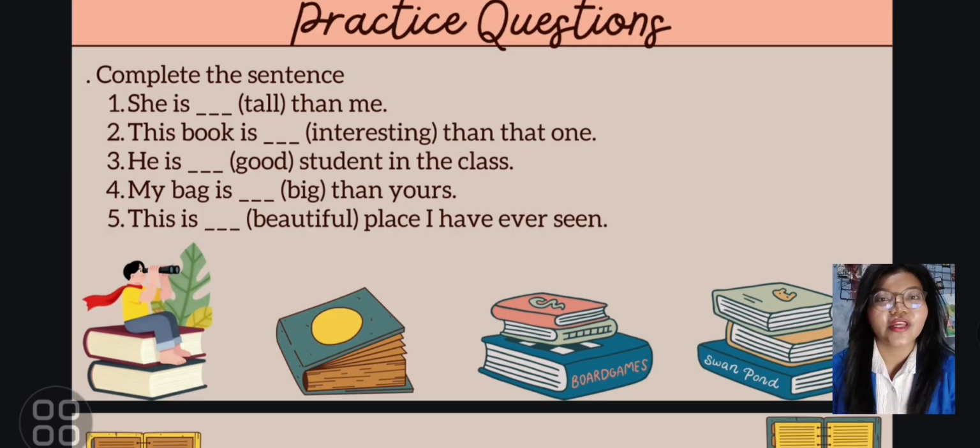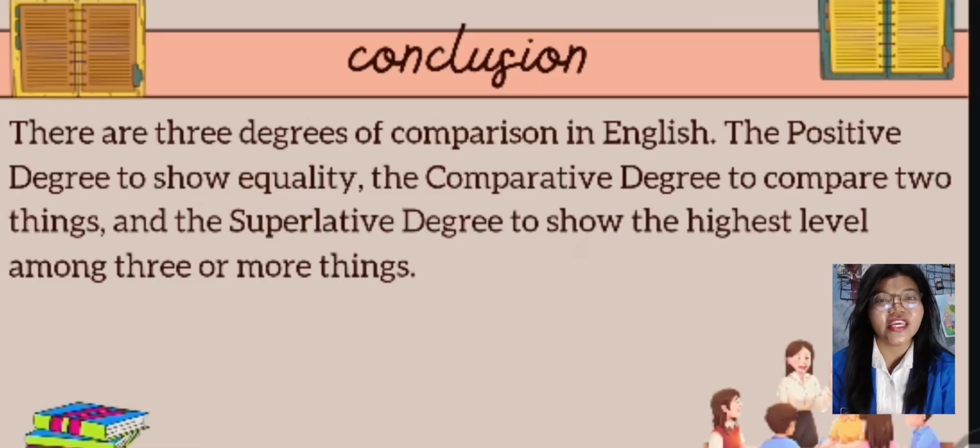So, to summarize what we have learned today, there are three degrees of comparison in English. The positive degree to show equality, the comparative degree to compare two things, and the superlative degree to show the highest level among three or more things.